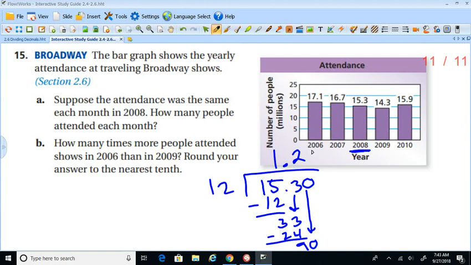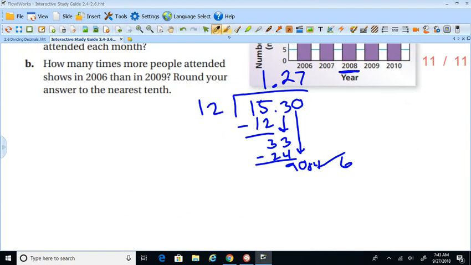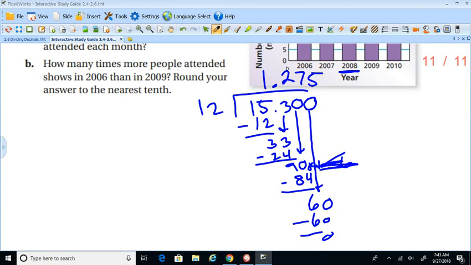Difference is 6. And now it's getting ugly because I'm kind of running out of room. But let me drag this up a little bit. And keep it going. So 84 subtract is 6. Tack on one more 0. Bring it on down. 12 goes into 60, which is 5 times. And our final answer for part A, 1.275. And these people are in millions, according to the graph. So 1.275 million people per month.